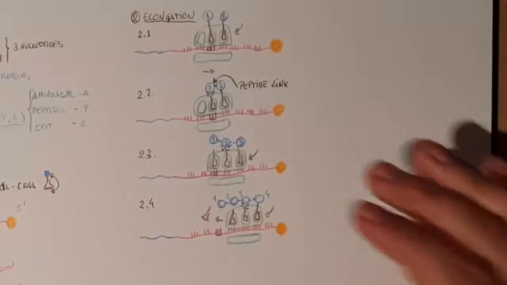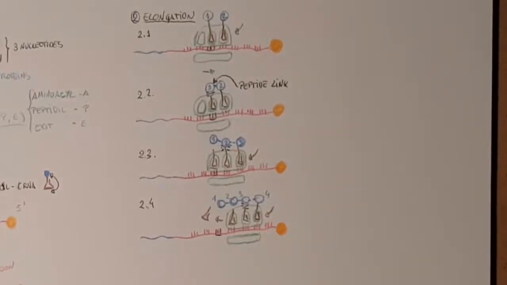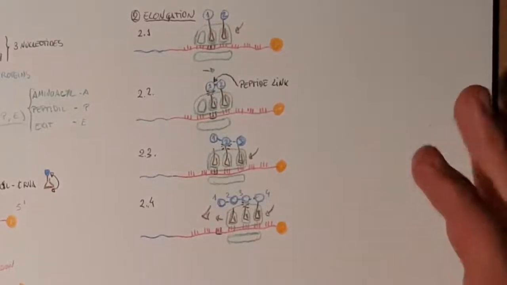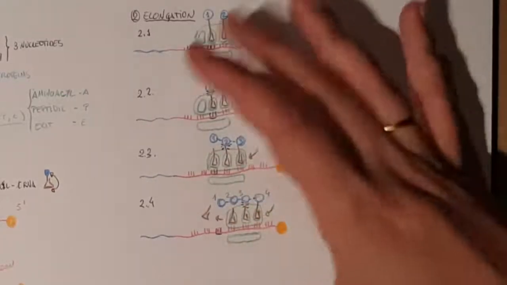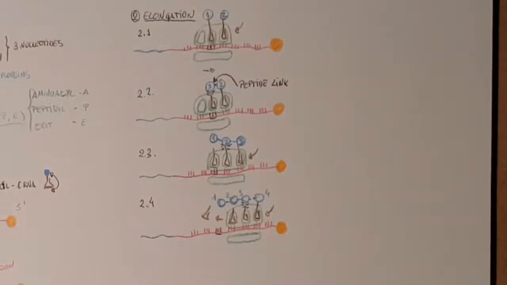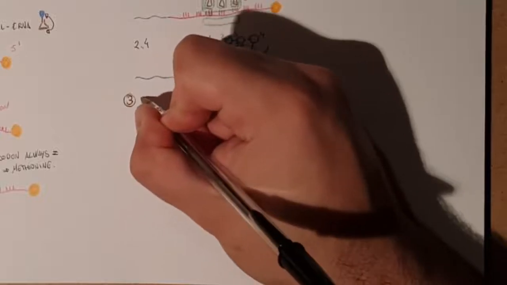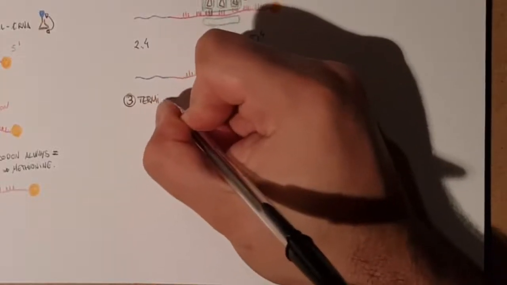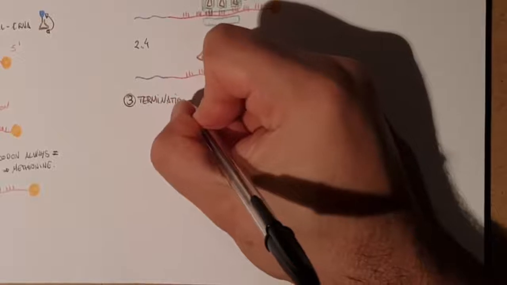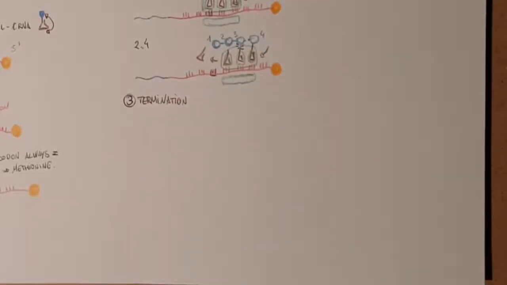At the end of the elongation process, in this one, we're going to have a big chain of 4 amino acids. Normally it's hundreds of amino acids to form a protein, but here we kept it short. And then we're going to 3. There is termination. Termination is finishing.